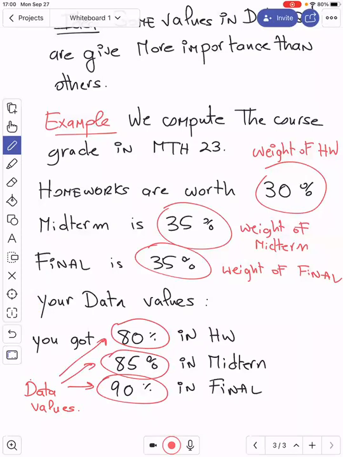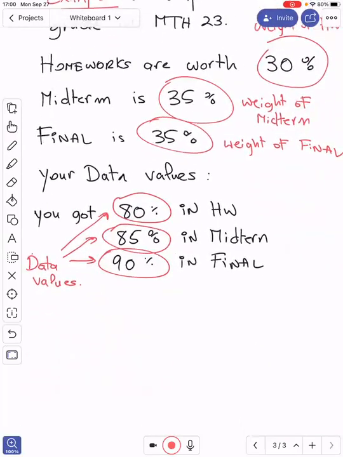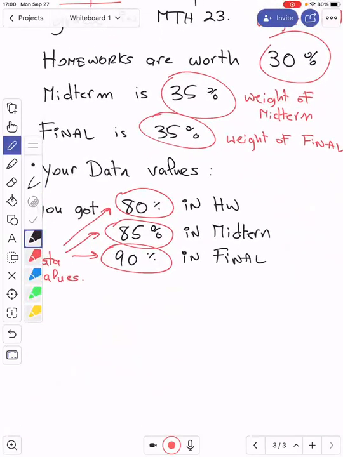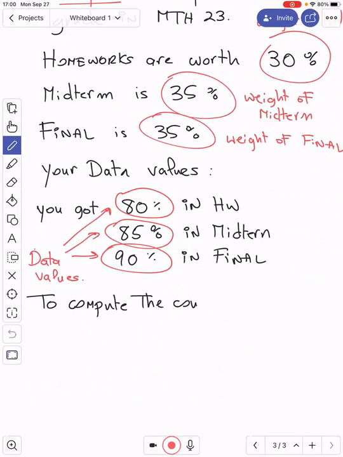Now, I want to compute, of course, the course grade. So how do we compute the course grade? We're going to use the weighted average. To compute the course grade, we use the weighted average.